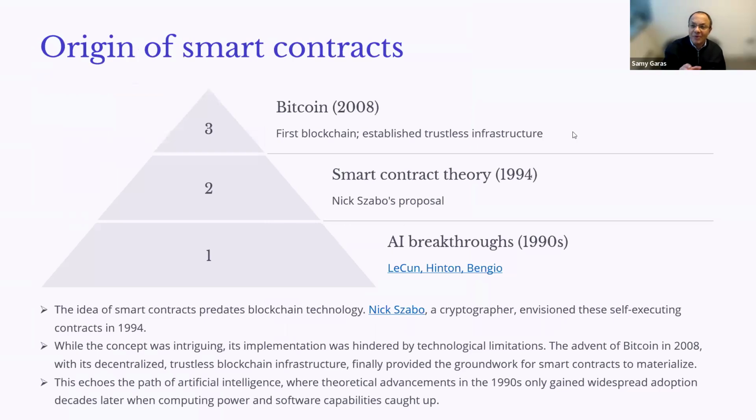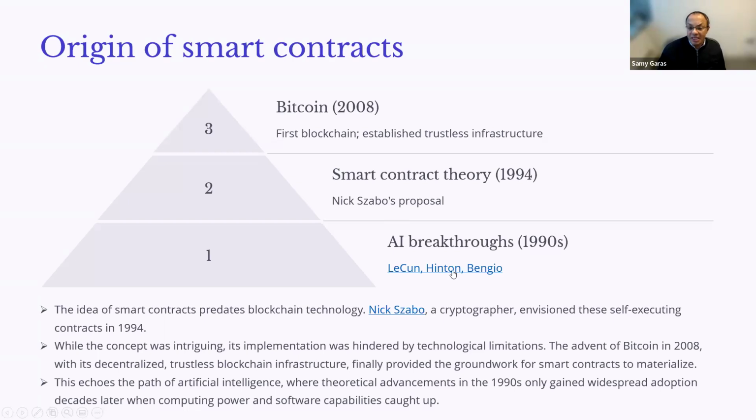Now, let me take you back into the history of the smart contract. Where the smart contract comes in history, it comes between the breakthrough of AI and before the evolution of Bitcoin. It came back in 1994 by cryptographer Nick Szabo. And this guy, he's like a computer science engineer. And it came actually after the adaptation of the breakthrough in AI.